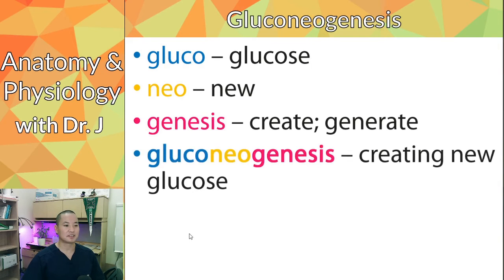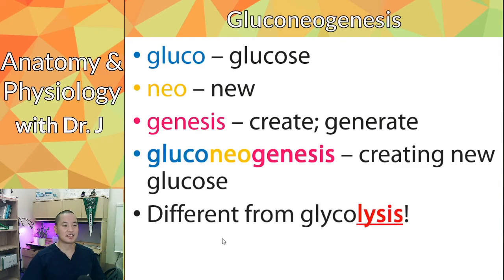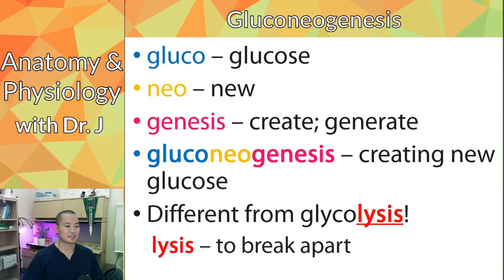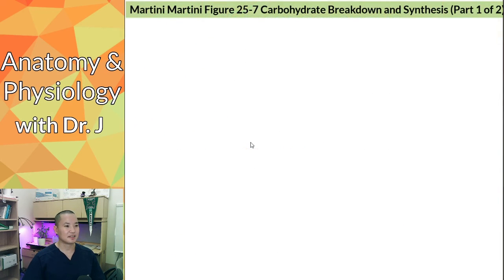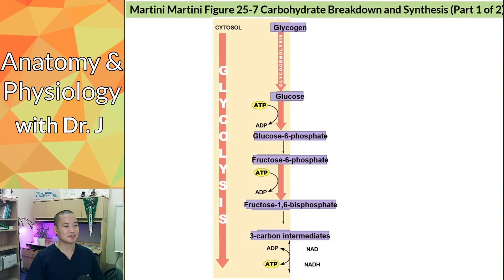So what are you doing? Generating new glucose. And this is different from glycolysis, because lysis means to break apart. Glycolysis is breaking apart, but with gluconeogenesis, now you're making new glucose molecules. And how do you do that? Well, it's a complex pathway with many different intermediates, and I don't expect you to know all of this. Actually, let's rewind a bit.